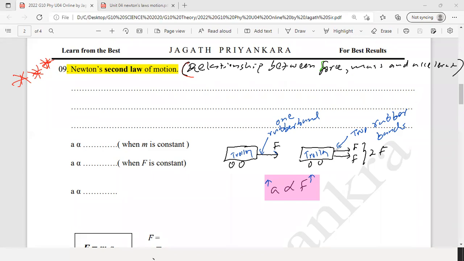So you can write here: acceleration of the trolley increases with the force applied on it. There's a practical given in the textbook also on this. I'll show that after this. Done?